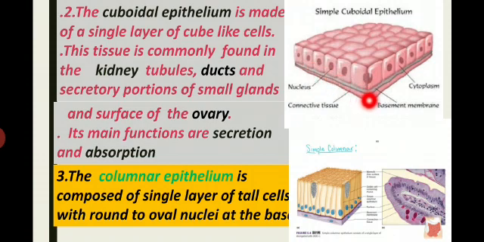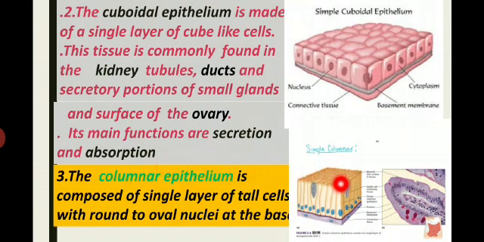The basement membrane is connected with the connective tissue. This shows the arrangement of the nucleus in the epithelial lining layer. This is the cytoplasm. The surface of this epithelium layer does not have cilia. In simple squamous and simple cuboidal epithelium, cilia projections will not be there. So the main functions, secretion and absorption, are done in the body.